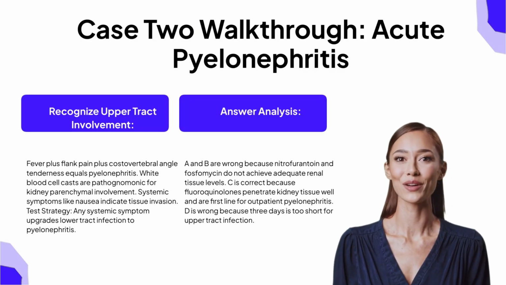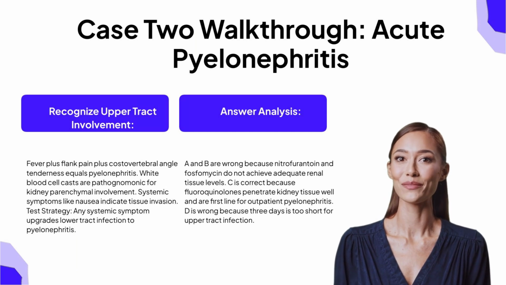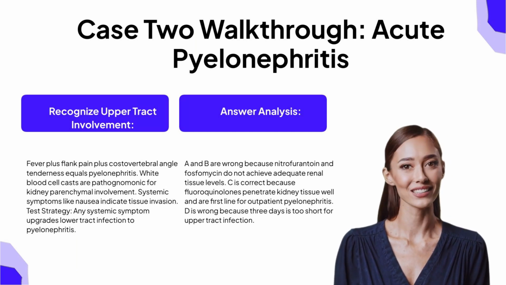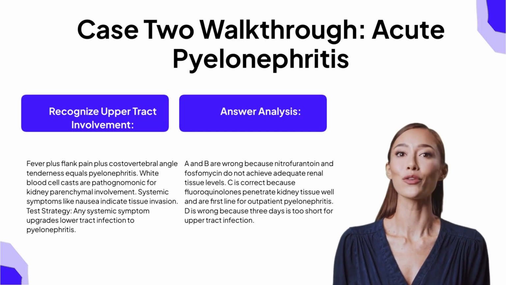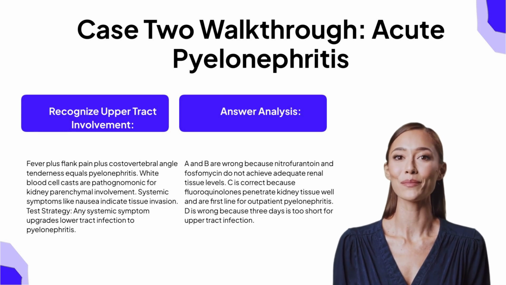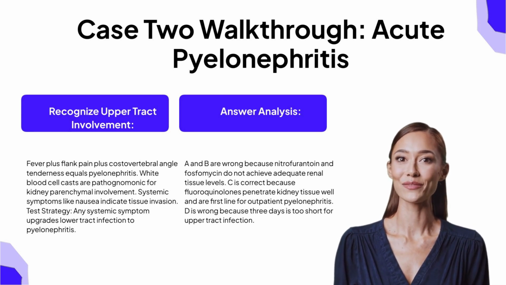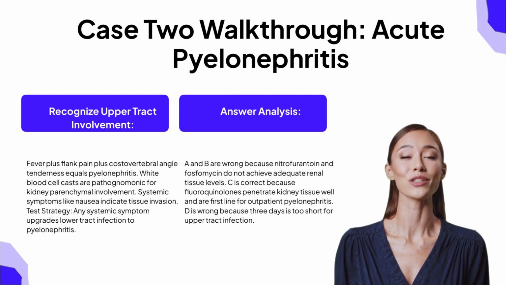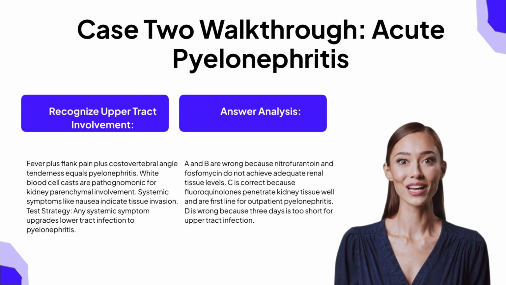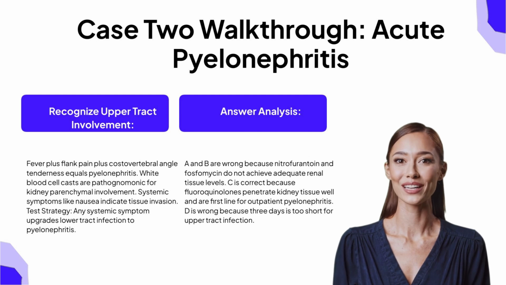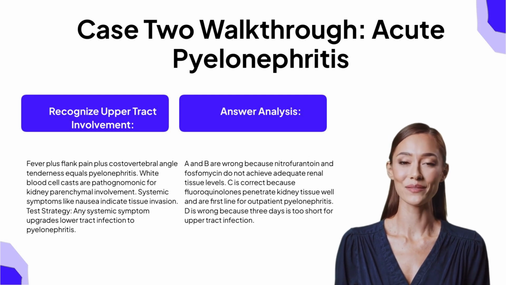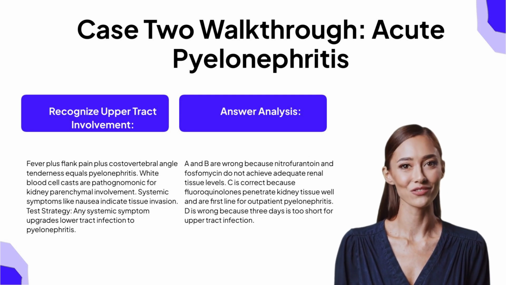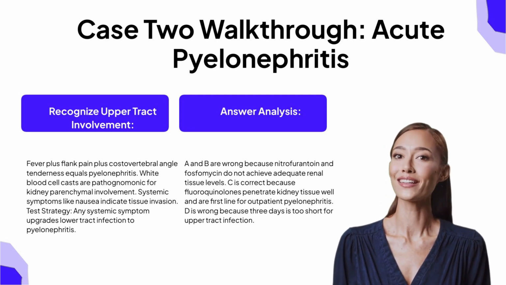Let's analyze this pyelonephritis case. Recognize upper tract involvement. The triad of fever, flank pain, and CVA tenderness equals pyelonephritis. The presence of WBC casts is pathognomonic for kidney parenchymal involvement. This is a high-yield fact. Systemic symptoms like nausea indicate tissue invasion. Test strategy: any systemic symptom should make you upgrade from cystitis to pyelonephritis.